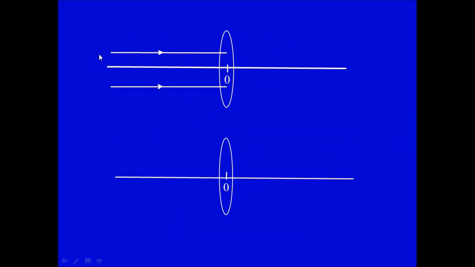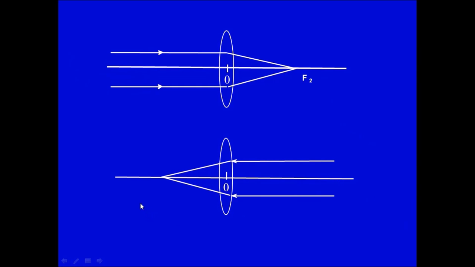So rays coming from the left side, usually you put the object on the left side, will pass through the lens to focus on F2. On the other hand, if rays come from the back surface, they will focus here on F1. We call this the image space focus. And we call this the object space focus.